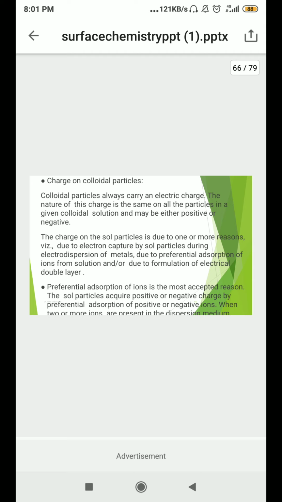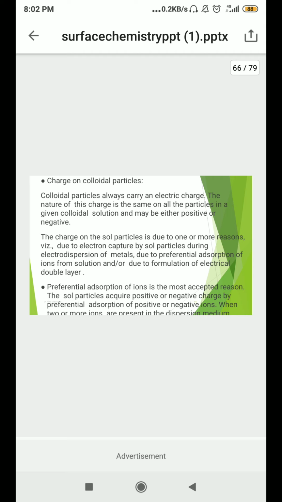The next point is that preferential adsorption of ions is the most accepted reason. So sol particles acquire a positive or negative charge. Children, understand that the particles may be positive or negative, and it is compulsory that a charge will always be there on the colloidal particle. So what I have written here is that sol particles always carry a positive or negative charge by preferential adsorption of positive or negative ions.